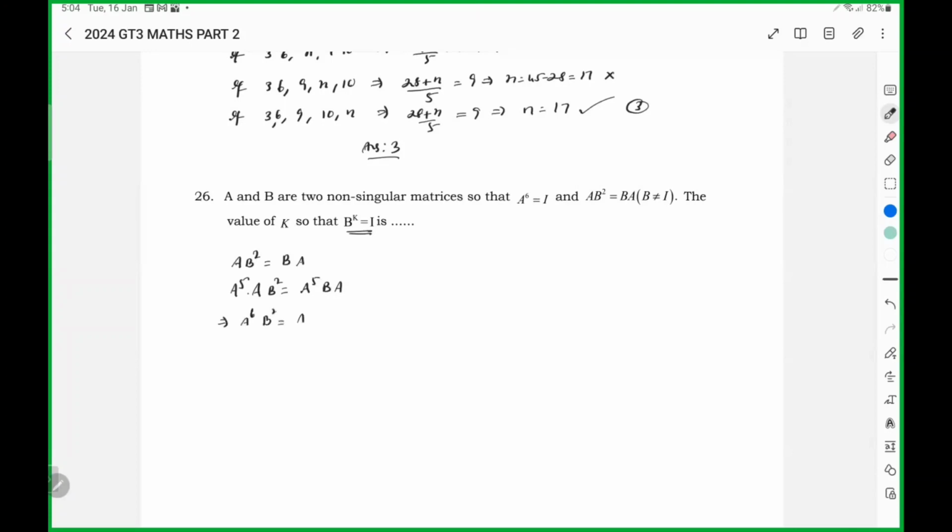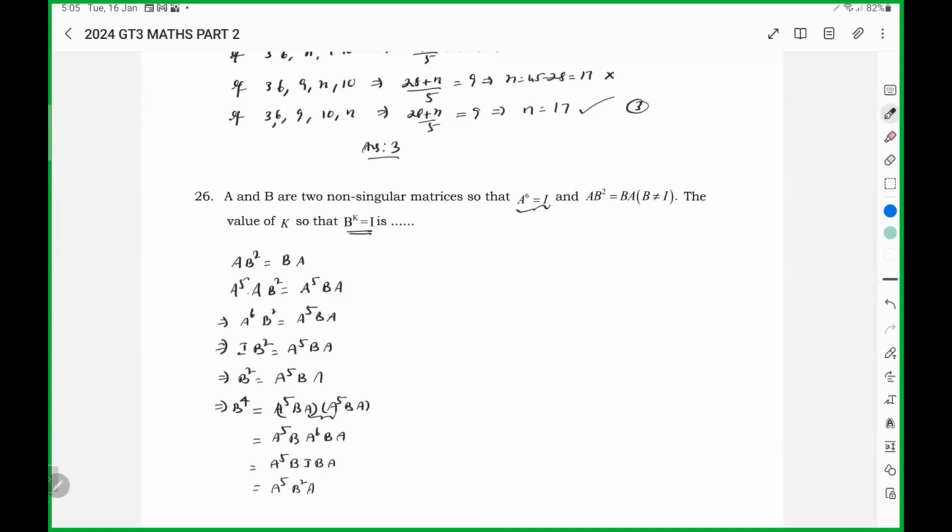B square is, A power 6 is given as I, so IB square is, from here, A power 5 B A. So if I find B power 4, A power 5 BA, again A power 5 BA, A into A power 5, A power 6, A power 5 B, A power 6 is identity, A power 5 B square A. B square is nothing but A power 5 BA into A.